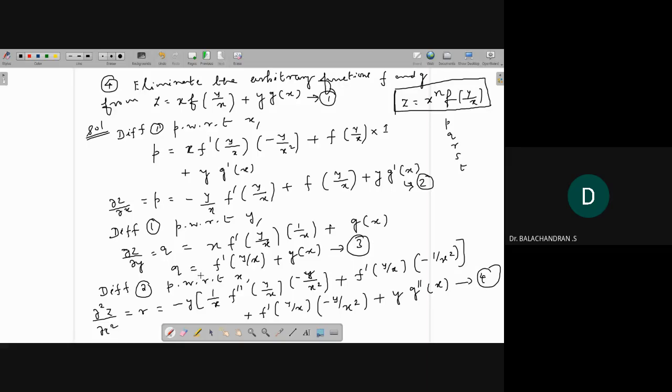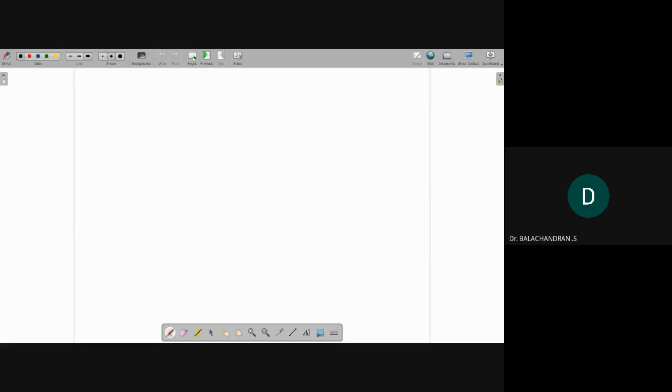So q equal to f dash of y by x plus g of x. Equation 3 I am going to rewrite: q equal to f dash of y by x plus g of x. So this is equation 3. Now differentiate equation 3 partially with respect to y.